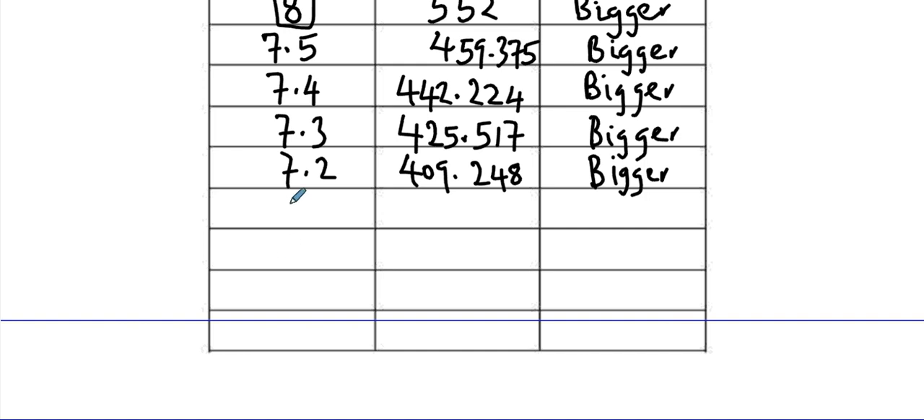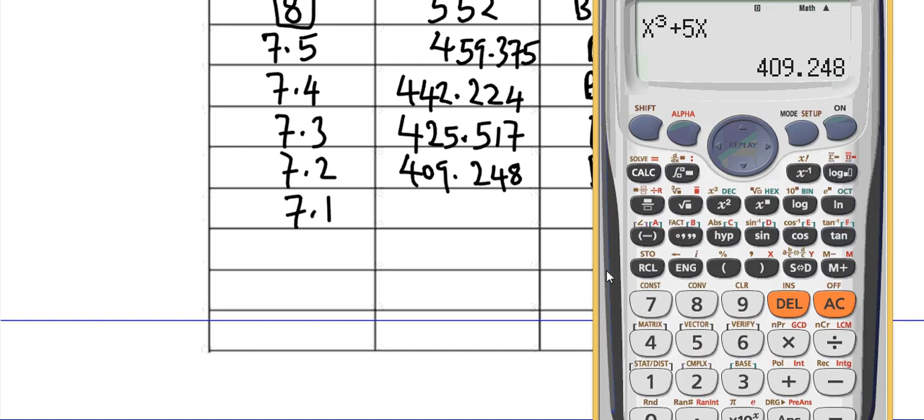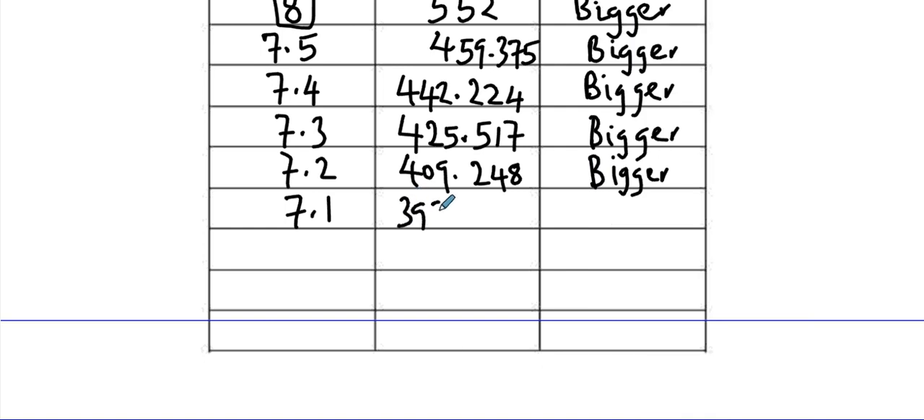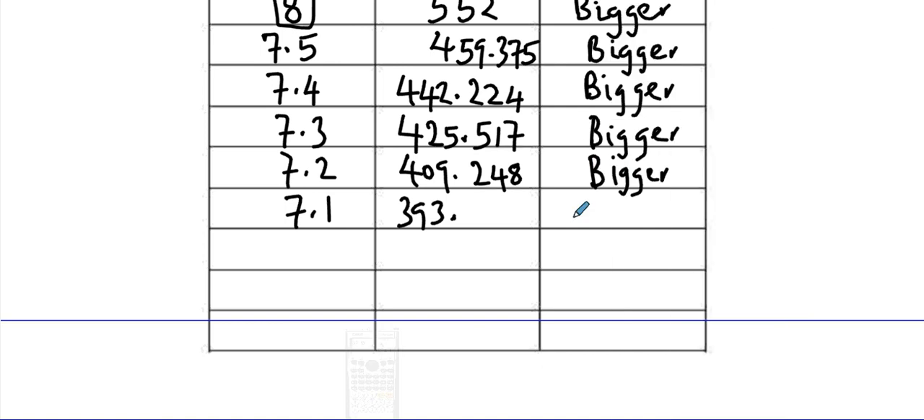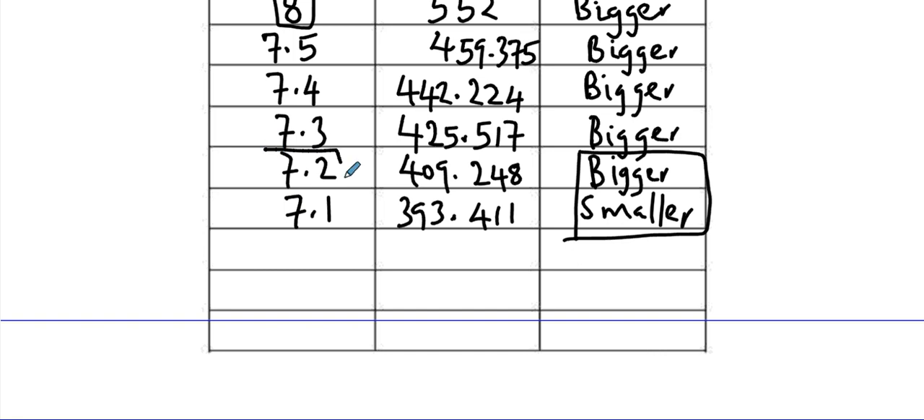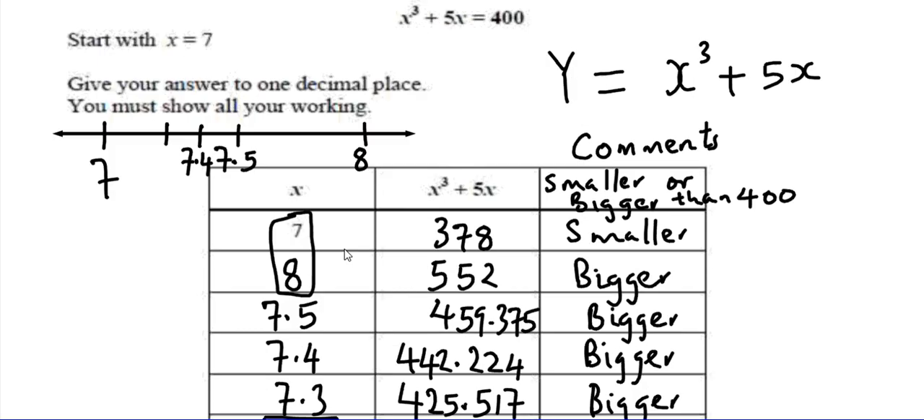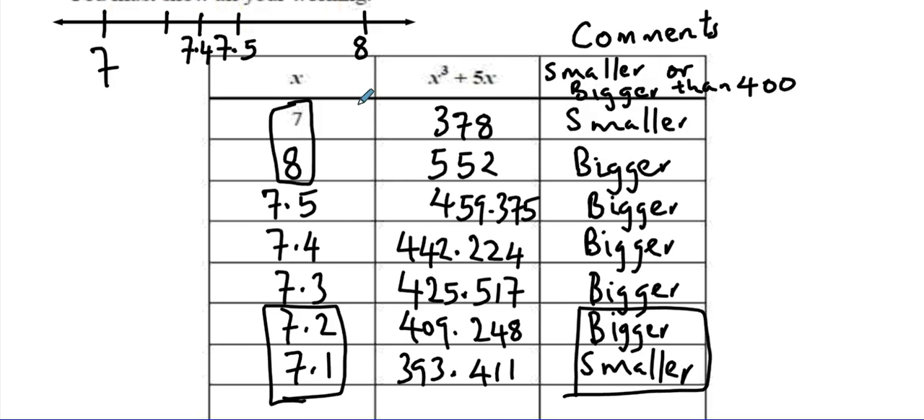So try 7.1. Oh, we got something smaller than that. 393.411. Now this is smaller. Now this one is bigger, and that is smaller. So this suggests that our solution will lie between 7.2 and 7.1. So that is a new interval which you will have to try.